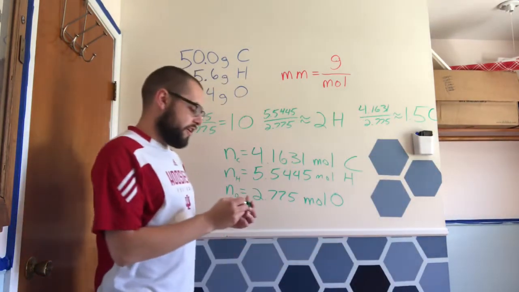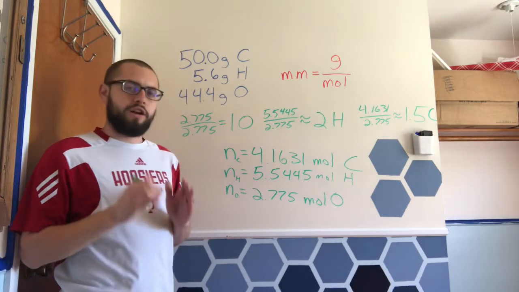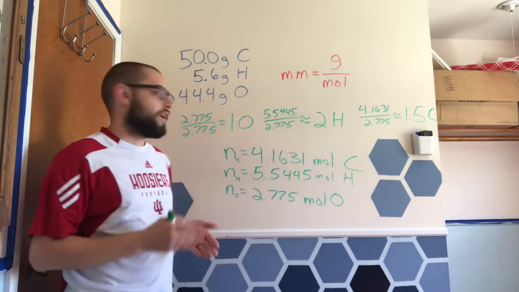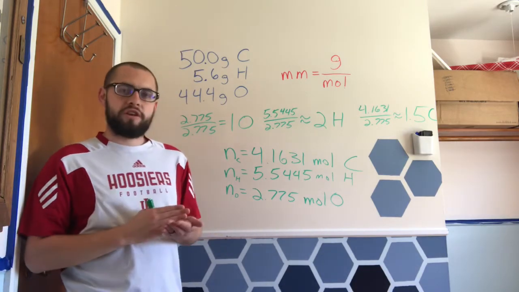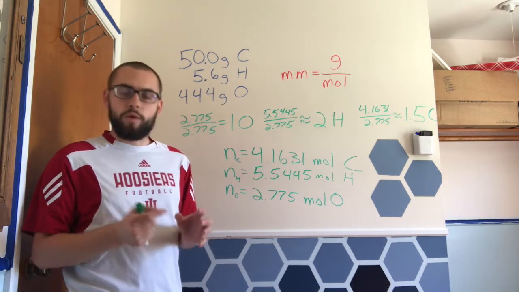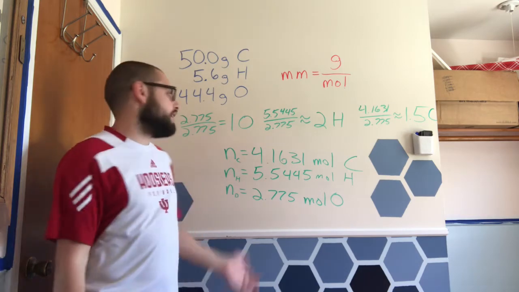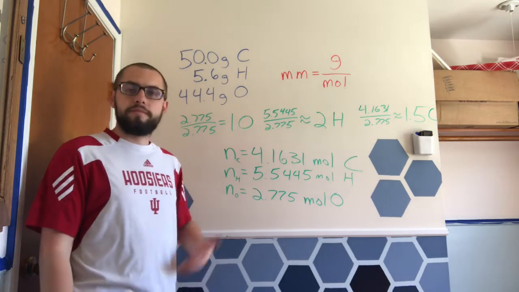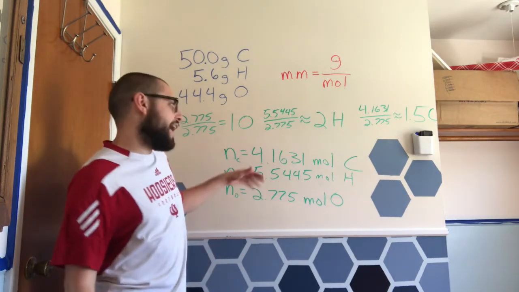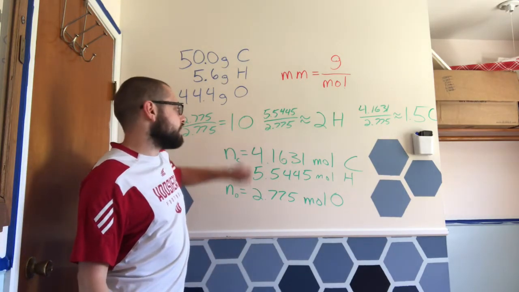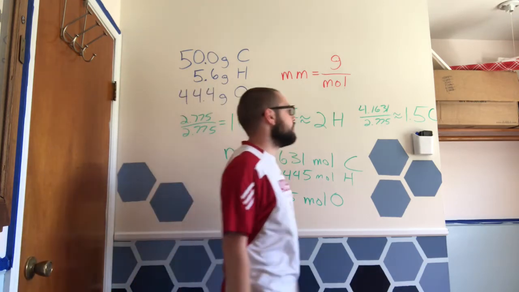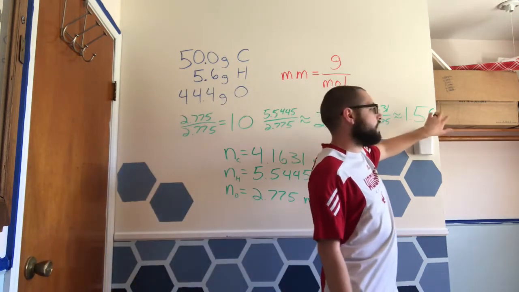I'm very close to my answer here. I can almost see it. What I'm looking for is an empirical formula. What is the ratio that these elements are coming in? I can kind of see the ratio now. I'll have 1 oxygen, 2 hydrogens, and 1.5 carbons.